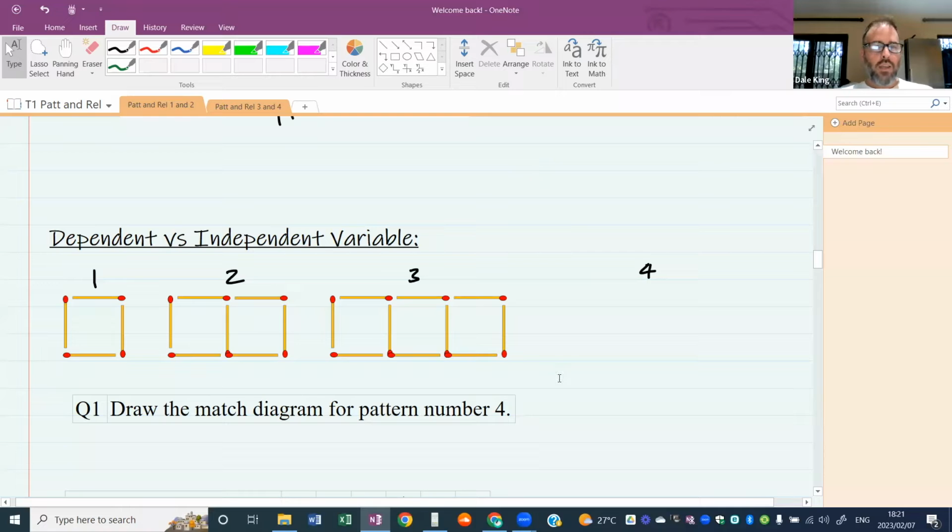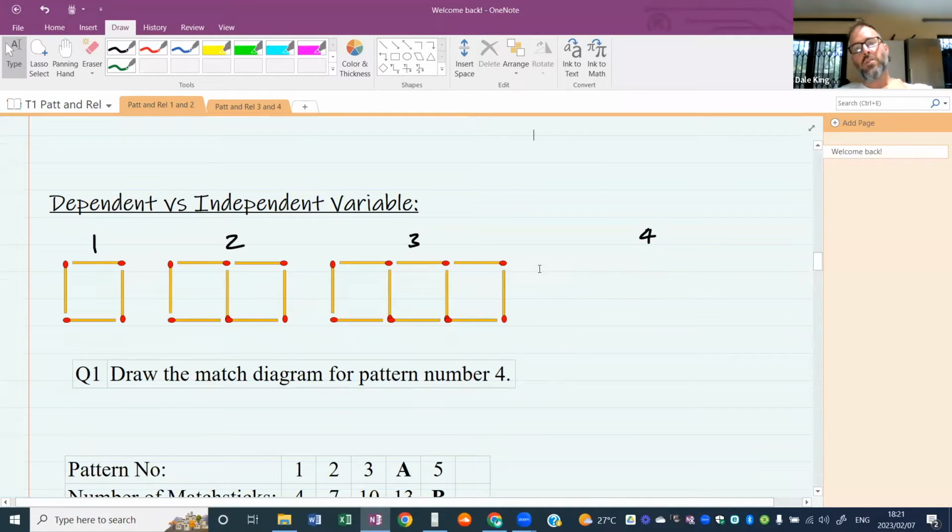All right. So we have a relationship here, or a pattern, should I say. We have a matchstick pattern. You've seen this before many, many times. We have pattern number 1, pattern number 2, and pattern number 3, and then there's a space for pattern number 4. So now it's your turn to work. We're going to talk about this, but I first need you to complete this pattern. Question 1 says, draw the match diagram for pattern number 4.